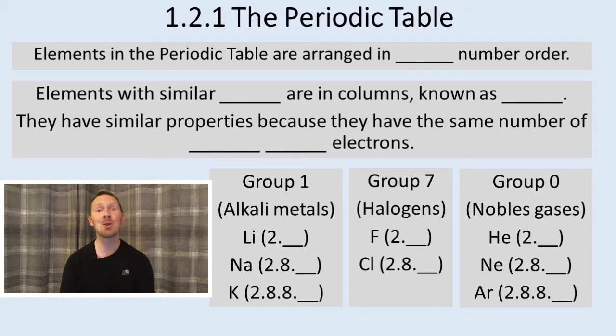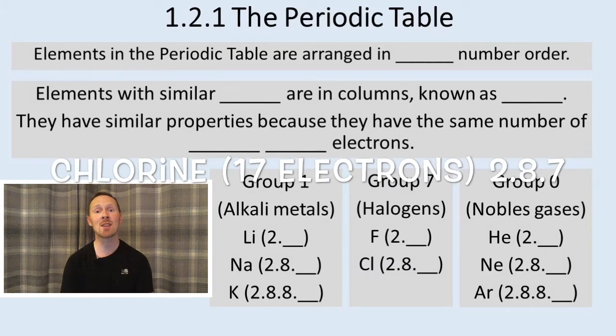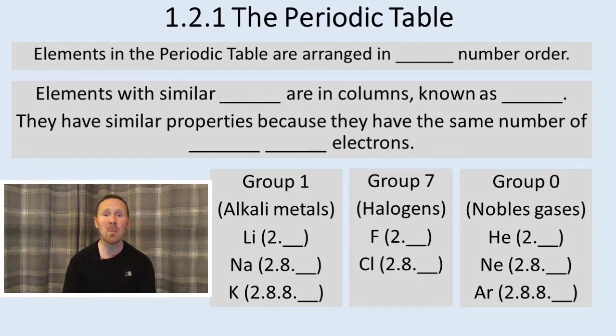Likewise, the elements in group 7, the halogens, have a similar number of outer shell electrons. Fluorine 2.7, chlorine 2.8.7. After that, it gets a little bit more complicated in terms of the number in the outer shell, but you just need to remember that all of the elements in group 7 need to gain 1 electron to have a full outer shell, so therefore they have similar chemical properties.